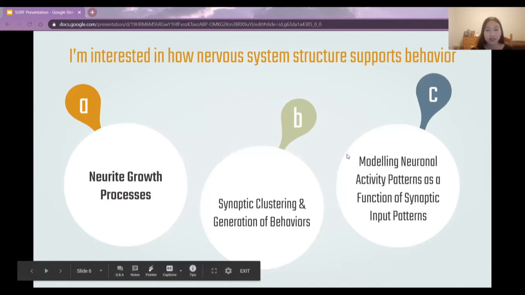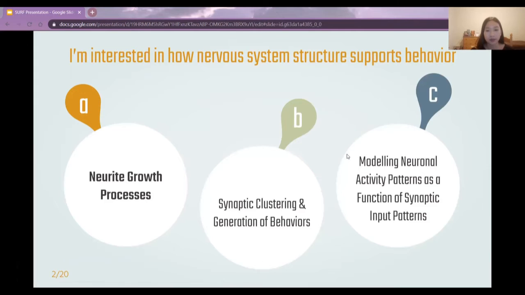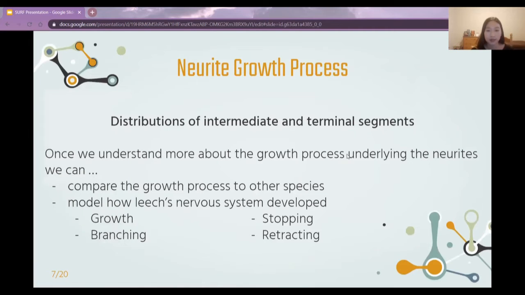Today, we want to focus on our work analyzing neurite growth processes. Growth processes refer to how segments develop from adolescence. We understand the growth process through analyzing the distributions of terminal and intermediate segments. When we get a better understanding, we can create a model of how the segments develop through simulating probabilities of features such as growth, branching, stopping, and retracting.